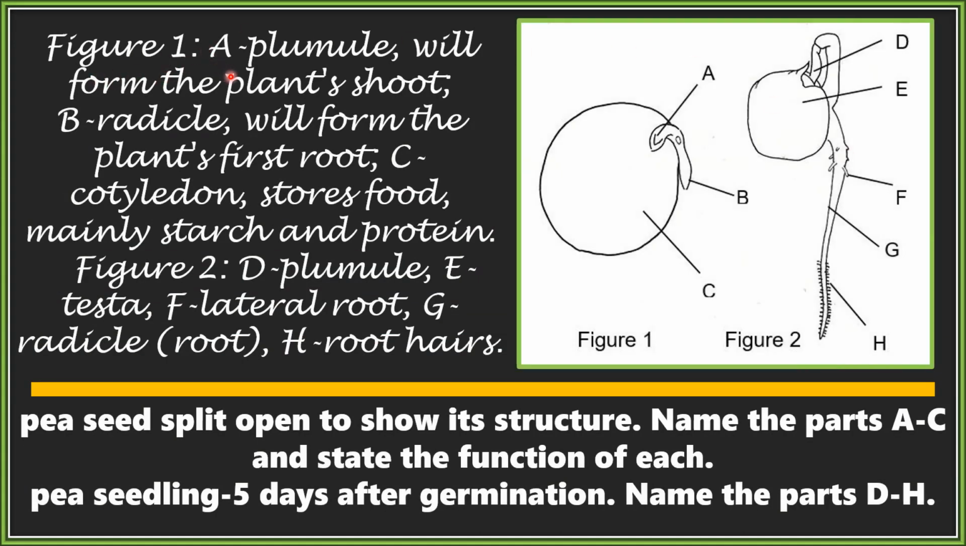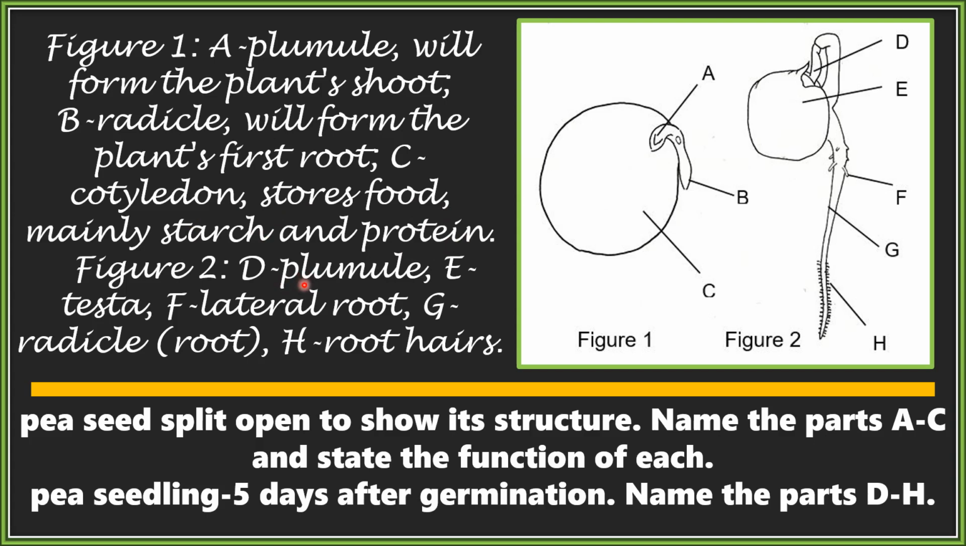Figure 1, A is a plumule. This part here is a plumule and will form the plant's shoot. Then B is the radicle. This will form the plant's first root. Then C is a cotyledon. It stores food, mainly starch and proteins.